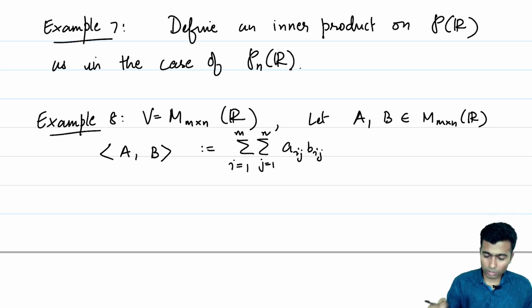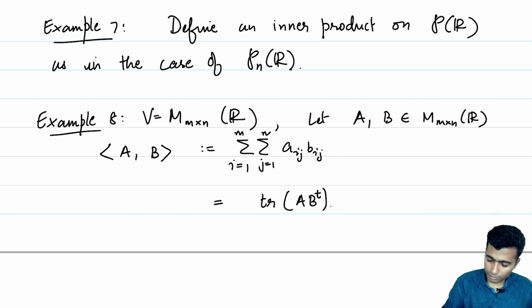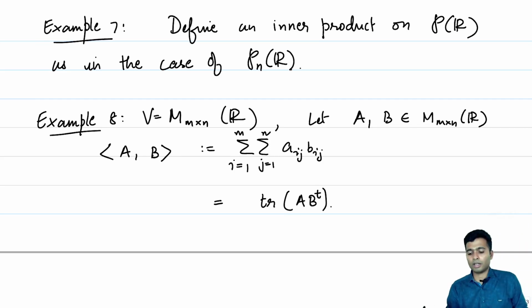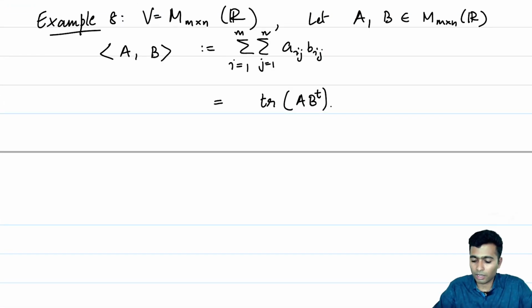In an alternate way, this is actually nothing but the trace of the matrix A times B transpose. Again, I'll leave it as an exercise for you to check. It's very similar to the way we defined inner product in R^n, and it's very easy to check that the three properties of an inner product are satisfied here.